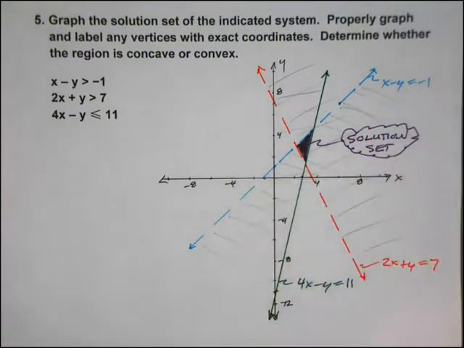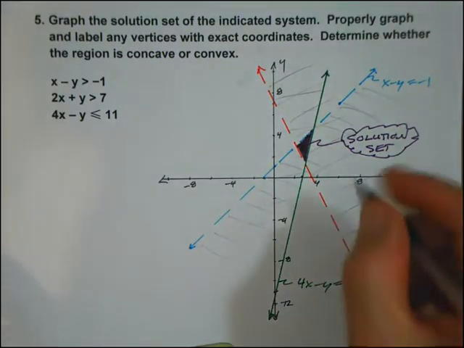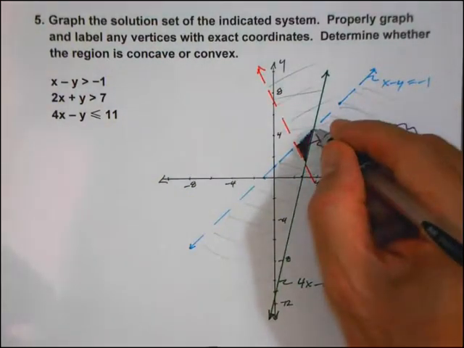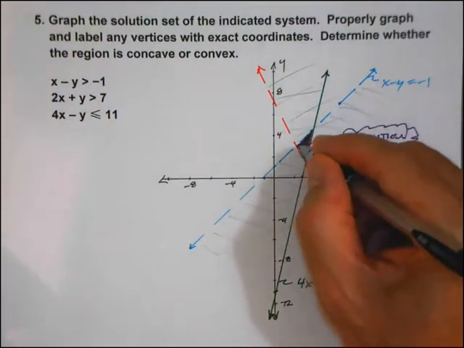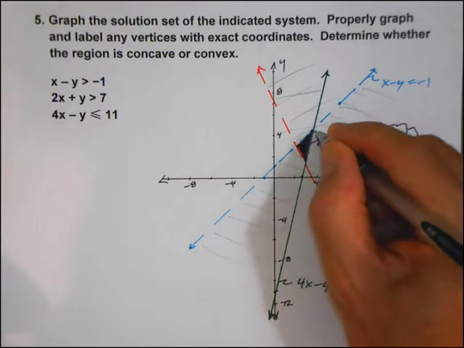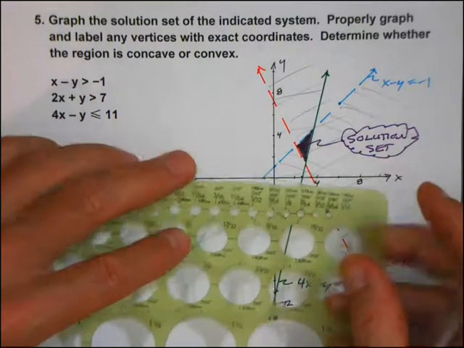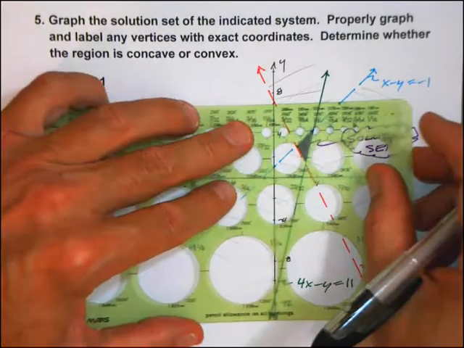Okay, now we have some vertices to correctly graph, and for this, I'd like to use this circle template. Now, this vertex here, what should we do about this graph for a good graph? This is a dashed line, this is a solid line. This vertex does not belong in the solution set, so we'll use a hollow circle.